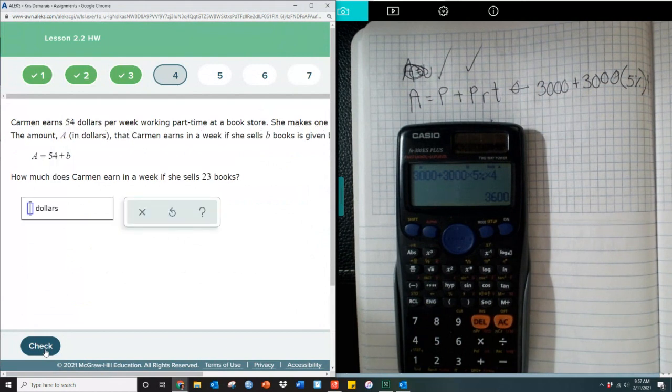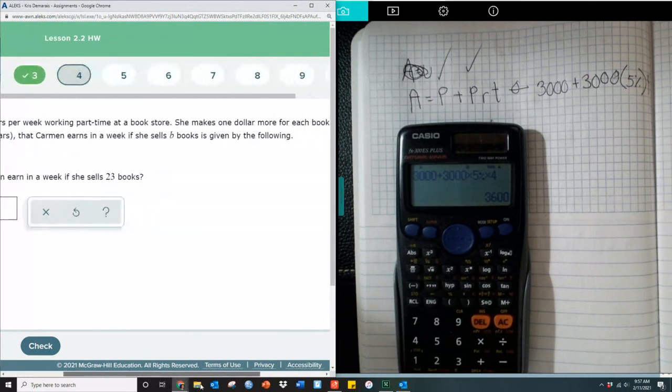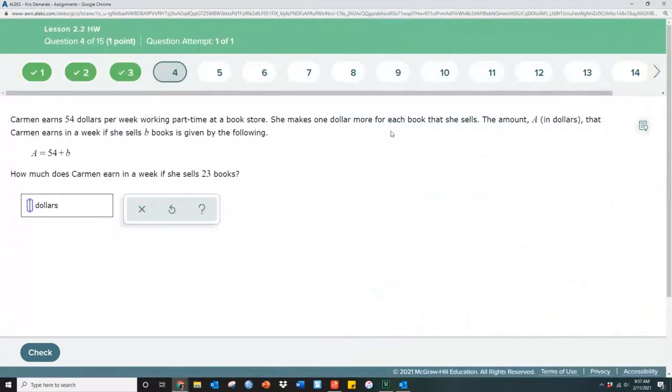So now, believe me, I give a question like this on the test, and I'm like, it should be really easy, but people just don't understand it. I don't get it. It says right here, right? It says right here that books is B. All right, let me do this big. It says that Carmen earns $54 per week, and then for working part-time at a bookstore, she makes $1 more for every book she sells. I really just don't even care about all this reading.